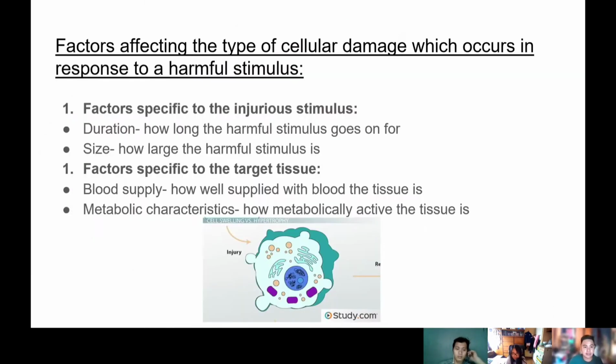Next, factors affecting the type of cellular damage which occurs in response to a harmful stimulus. Number one, factors specific to the injurious stimulus. Duration: the period of time, how long the harmful stimulus goes on for. Number two, size: how large the harmful stimulus is. Just how large it is, basic lang. Next, factors specific to the target tissue. First, blood supply, how well supplied the tissue is with blood. Secondly, the metabolic characteristics, how metabolically active the tissue is.